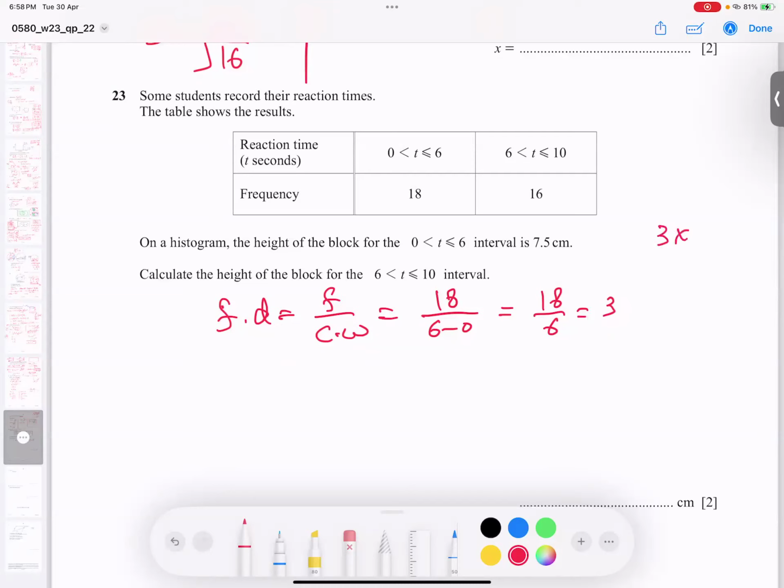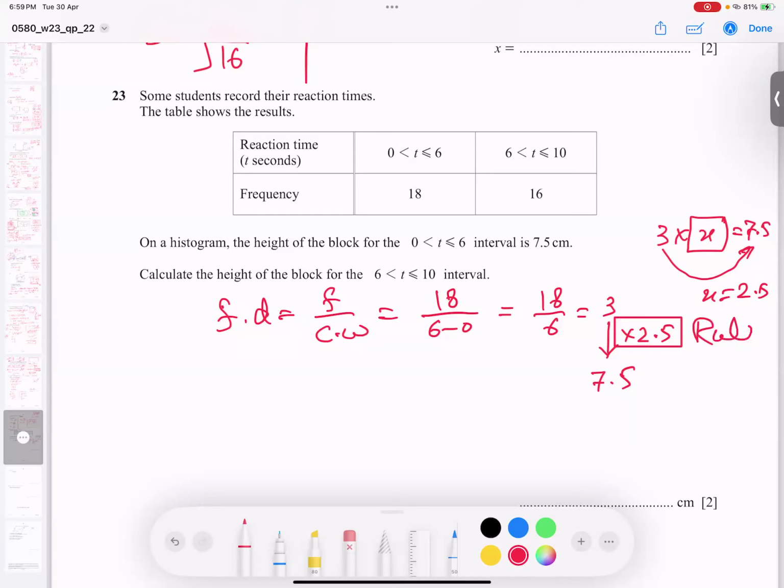You will check it. 3 multiplied with what number gives you 7.5? If you don't know that number, divide and check in the calculator. 7.5 divided by 3 gives us 2.5. It means that he is multiplying this number by 2.5, then he is getting the answer 7.5. You can check by multiplying 3 by 2.5 and we get 7.5. So we got a rule. This is the rule of the topic.